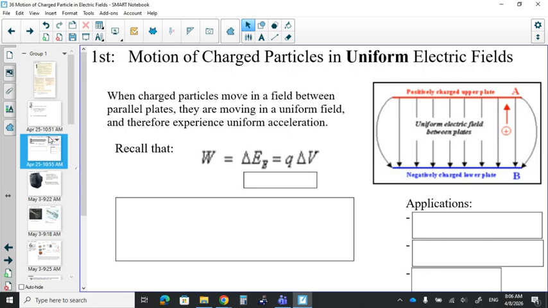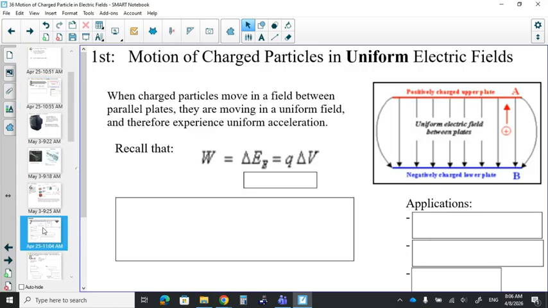So here we go. This uniform field version, we got our charged plates here and so on, right? So positively charged plate, negatively charged plate. We know when they move between parallel plates, we have a uniform electric field. Recall that we have this relationship here, right? Really, that's coming from the potential difference equals the change in energy per charge, right? So we divide both sides by Q. I'm going to start with that equation in a future slide here.